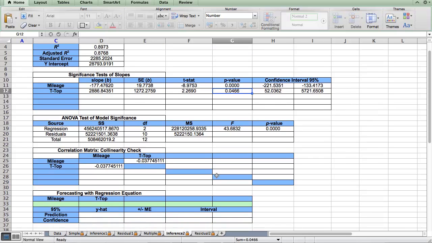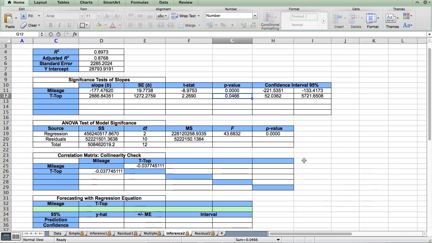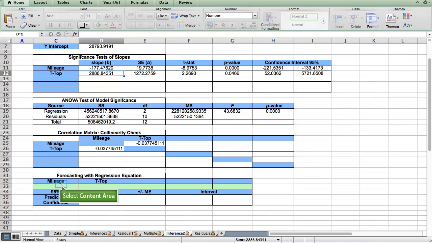So what kind of an effect does the T-top variable have in dollars on the price of a Corvette? And we could answer that question by looking at the slope. The rate of change is $2,886 and about 84 cents. So if a Corvette has that removable roof, we would expect the price to go up on average $2,886 and change. And we could see that reflected then in our confidence and prediction intervals.